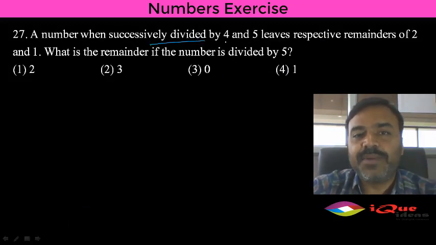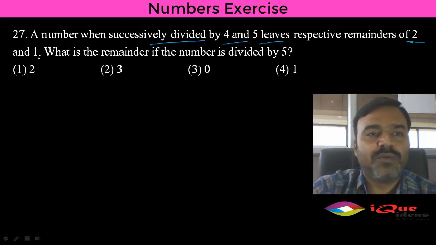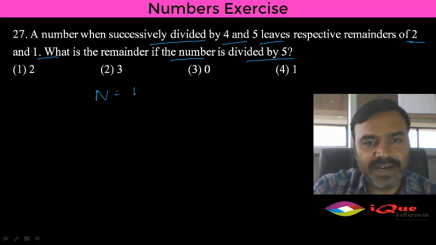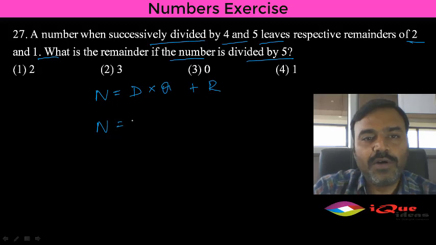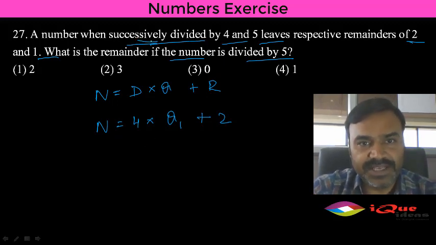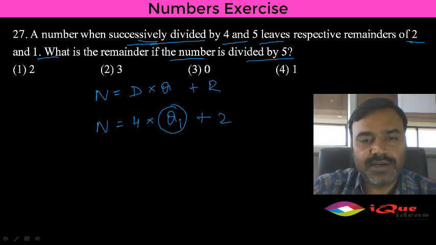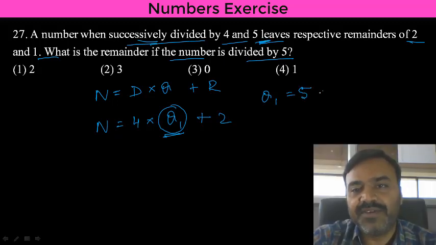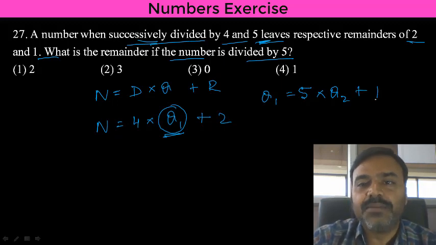A number when successively divided by 4 and 5 leaves respective remainders of 2 and 1. What is the remainder if the number is divided by 5? Now here, we know that when a number is divided by a divisor, we get some quotient and a remainder. In the beginning, our number is divided by 4 and we get some quotient, let's call it Q1, plus the remainder 2. Successive means this new quotient Q1 has to be divided by 5. If I divide it by 5, we'll get another quotient, let's say Q2, and we are getting remainder 1.